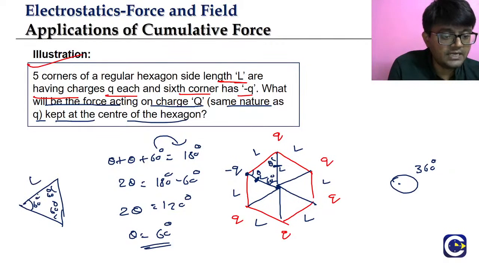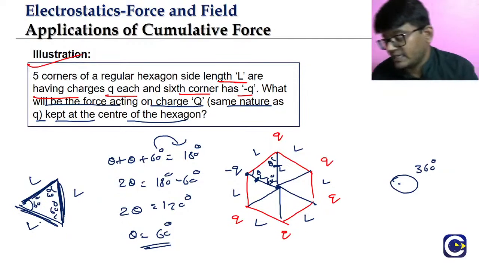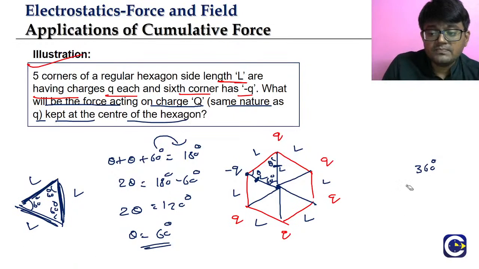Okay? So this is the side length of the hexagon, which means this distance will also be L. This distance also will be L. This is a property of the regular hexagon: in a regular hexagon, the distance from the center to any corner will be the same as the side length.